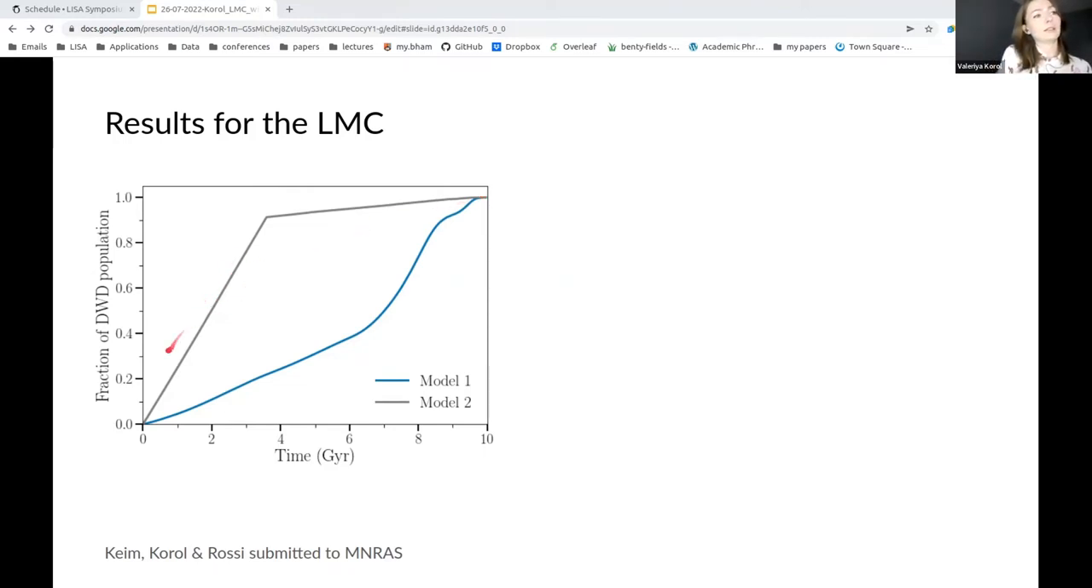While the gray line is the simulation-driven model, in which you see that most of the binaries are formed within the first few gigayears and there is very little star formation since. So our combined model, by construction, in terms of the formation history follows more closely model one that you see here, but there are some differences due to the different mass distribution.